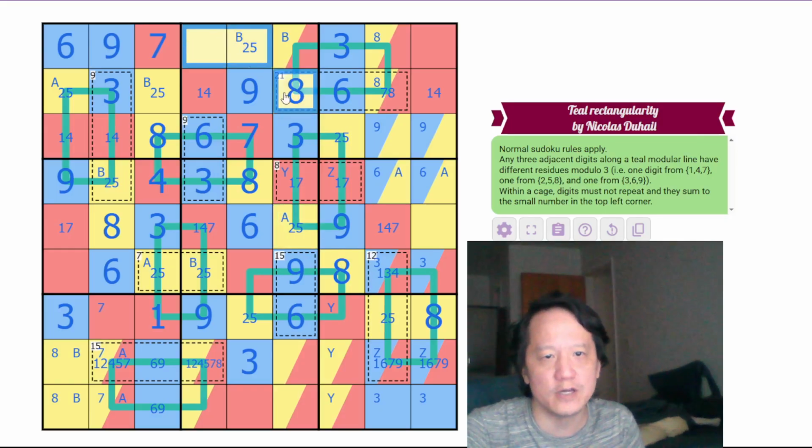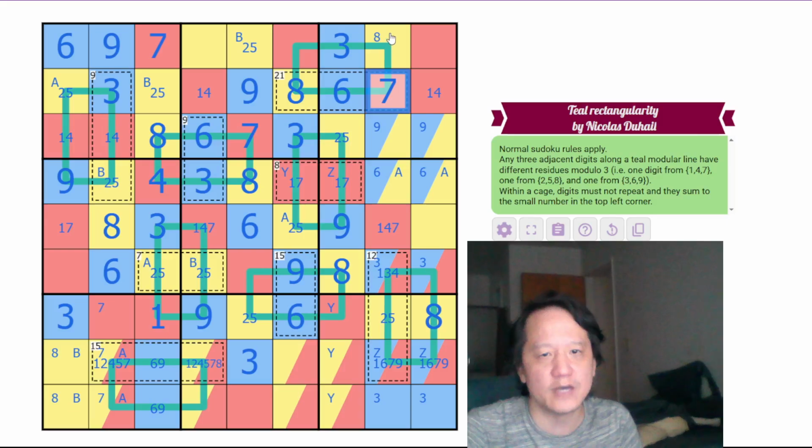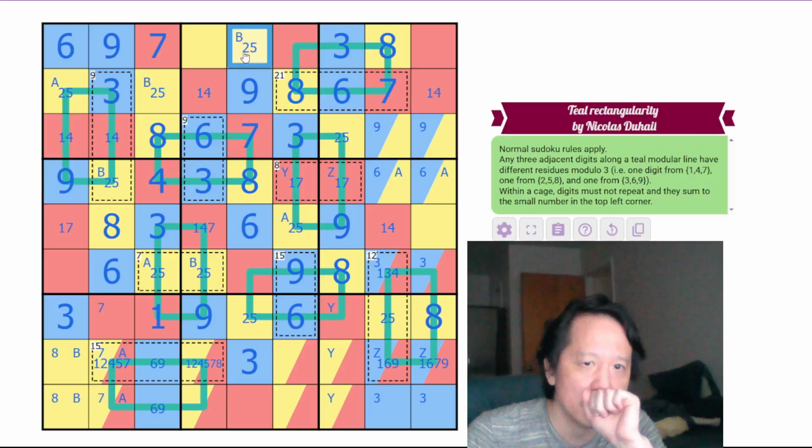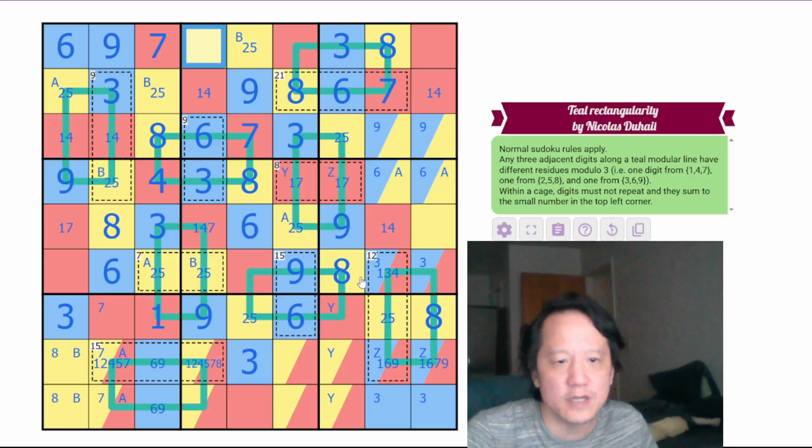So we have 3 yellows here. That means this can't be yellow. It's red. So this can't be B. This has to be non-yellow. It's red, which means this can't be red. That's yellow. So this has to be 7, which makes this an 8. So there's no 7 here, no 7 along this cage. So this is B, which makes this A.